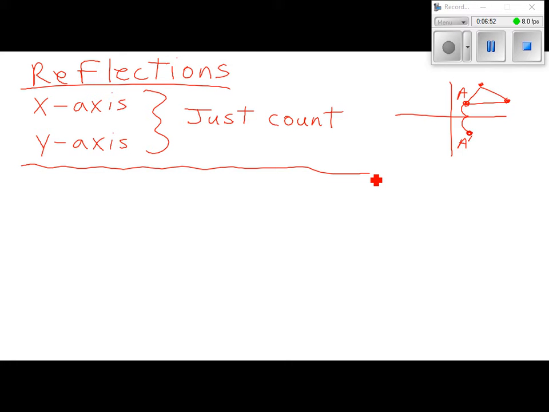Now to the ones that were a little harder. So x equals some number. If you're reflecting over the line x equals some number, x equals 10, x equals 4, x equals -3, the first thing you need to know when you see that is that x equals a number is what kind of line? Don't tell me straight, please. Vertical. Everybody agree with that?